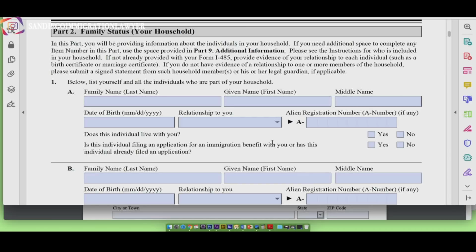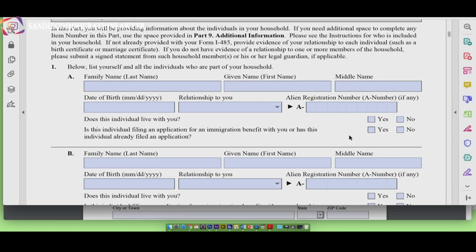So a lot of the information is about you and your household members. On page 2, part 2, we go into listing your household members. You need to provide information about each household member and how they are related to you. And by the way, you also need to provide evidence of how they are related to you, and that would be anything such as a birth certificate or a marriage certificate. So you're going to list this here.